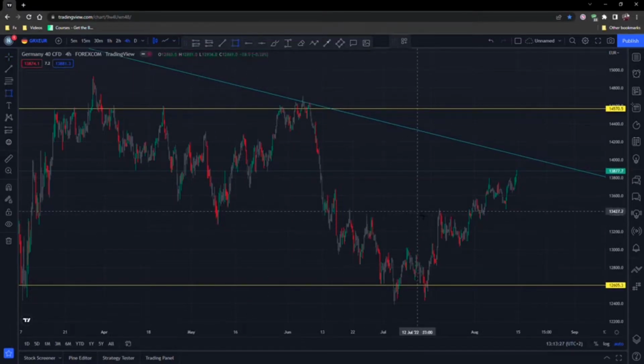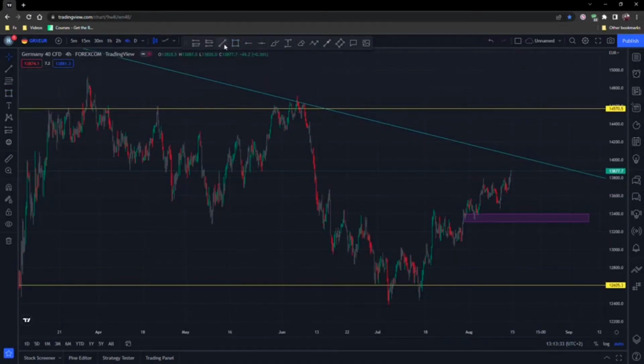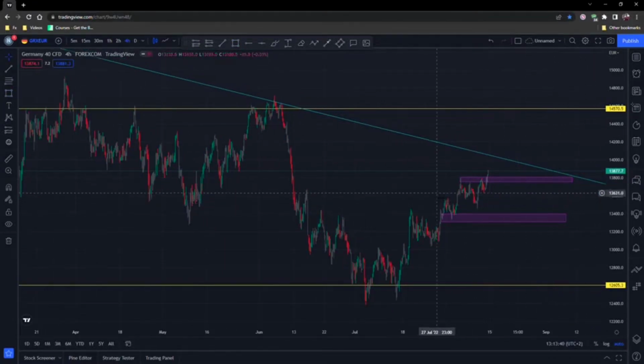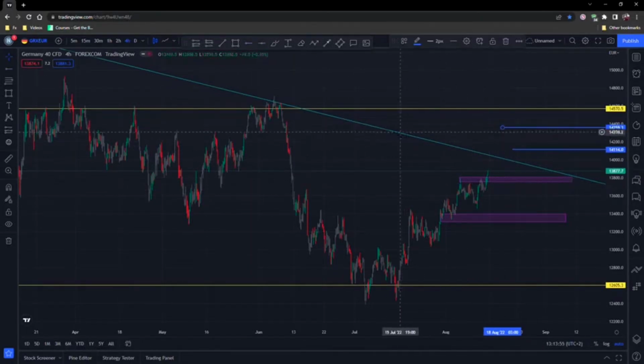On the 4-hourly now, you can look at this area right here. This area right here is another support area, not resistance. This area is now a support area as well. It was a resistance, now it's a support area. Right, and we're going to look at this area right here as being another high, and this being our second high, right?